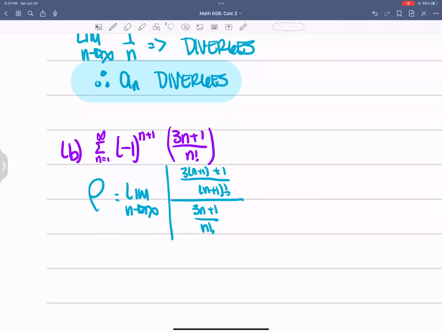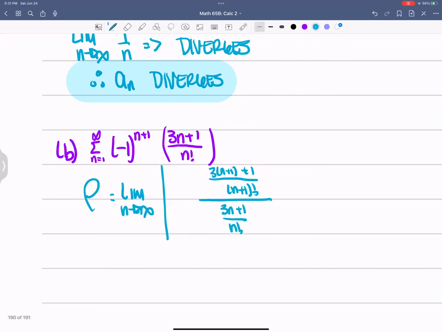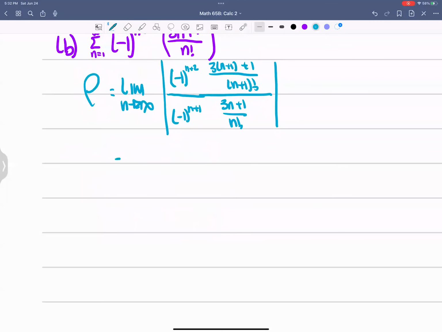We have to throw these in here. So negative 1 to the n plus 2 on top, and down here it's going to be negative 1 to the n plus 1. First off, this being an alternating series, and this here being between negative and positive, we're taking the absolute values. So dropping these means we could drop the absolute values.